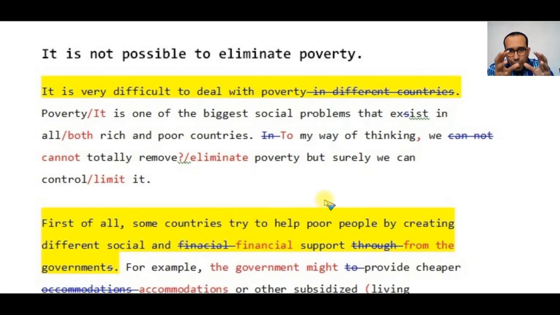Let's try to map this onto the introduction of the essay we're talking about. It's very difficult to deal with poverty. It is one of the biggest social problems that exist in both rich and poor countries. To my way of thinking, we cannot totally remove poverty, but surely we can limit it. Again, in this context, I would like to refer to the video I made earlier.